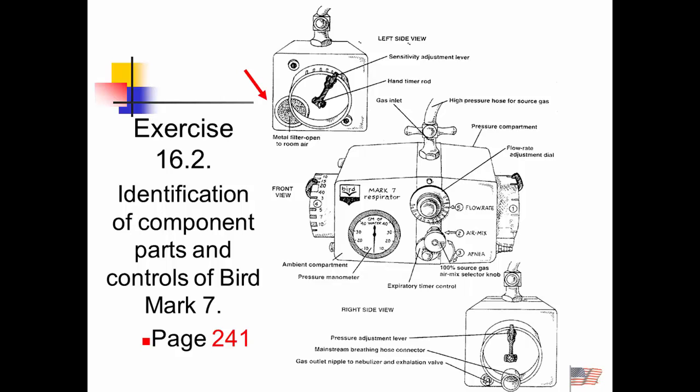This is what the unit looks like. This is the Bird Mark 7. We can take a look at a couple things. First of all, there's a flow control in the center that regulates how much flow is being delivered. And on the sides, there are two little controls. On the left-hand side is what we're going to call the sensitivity control. On the right-hand side is the control that we're going to call the delivery pressure control. And I'll explain a little bit more about that in a half a second.